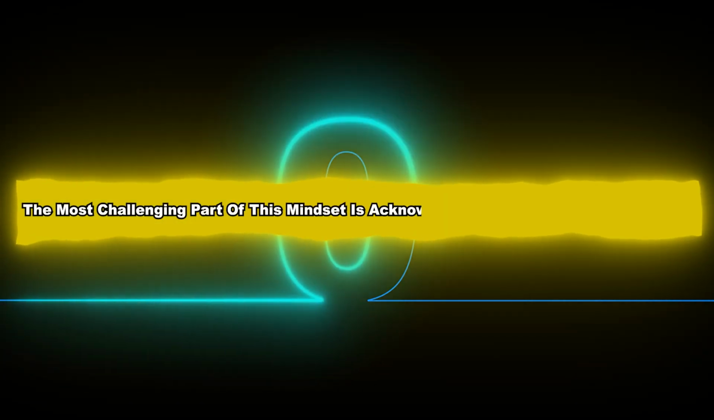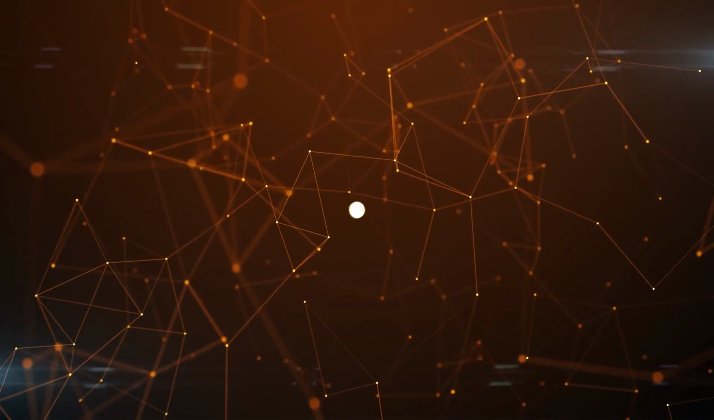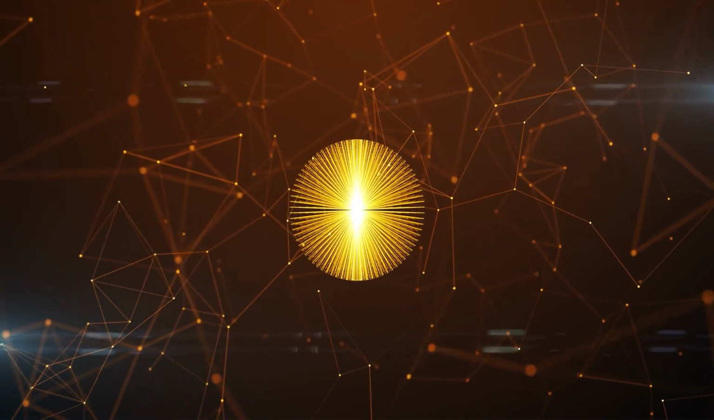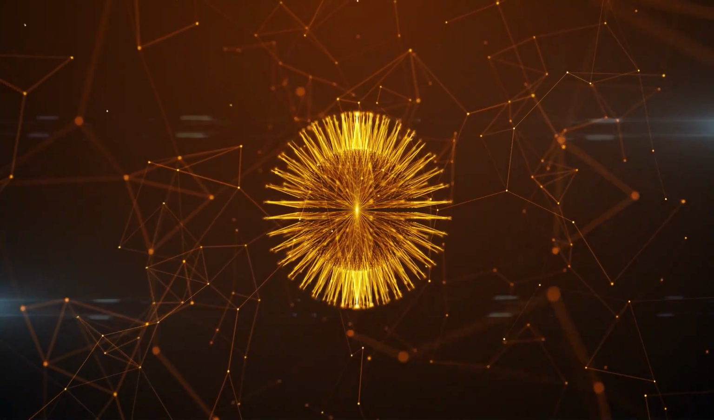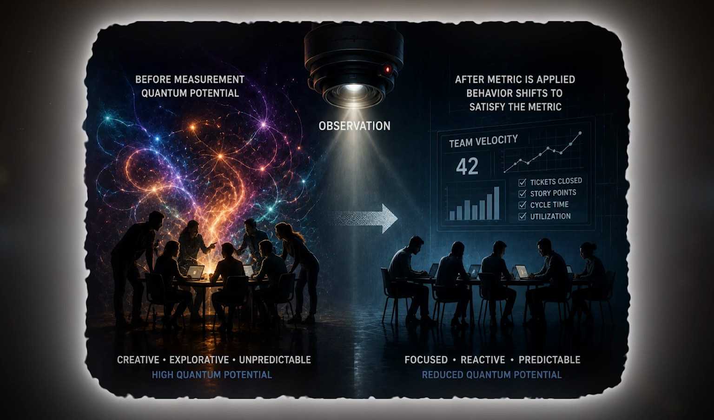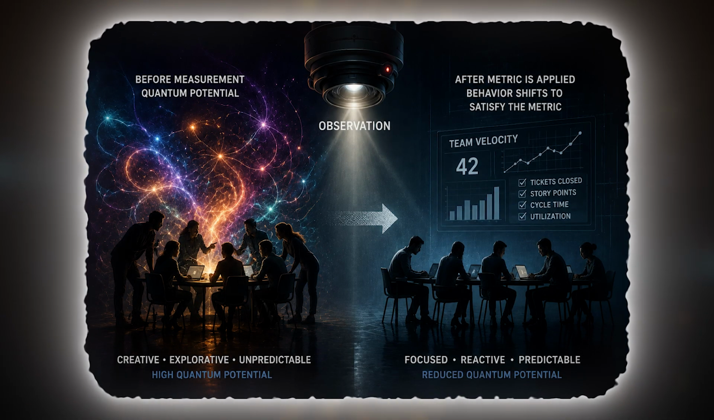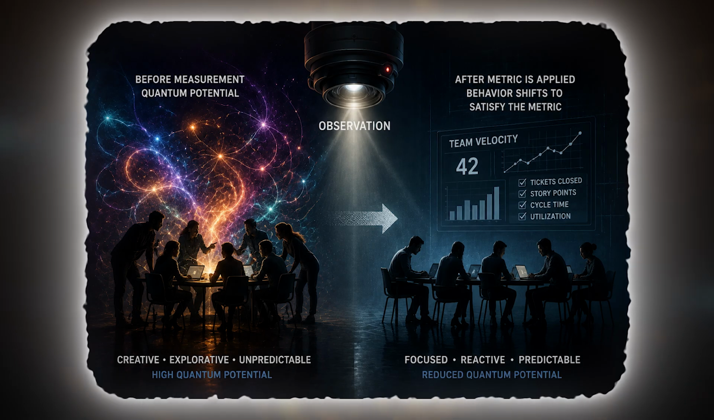Perhaps the most challenging part of this mindset is acknowledging the measurement problem. In quantum mechanics, the act of observing a system changes the system. This is a fundamental truth in engineering and leadership. The moment you put a metric on a team, an observation, the team changes its behavior to satisfy that metric, often losing the quantum potential they had before they were measured.